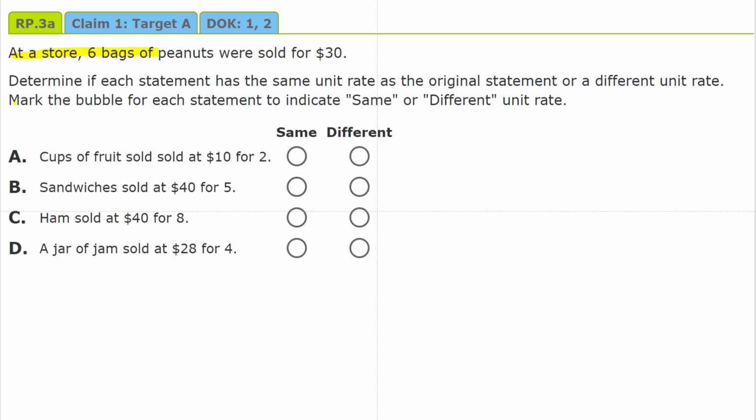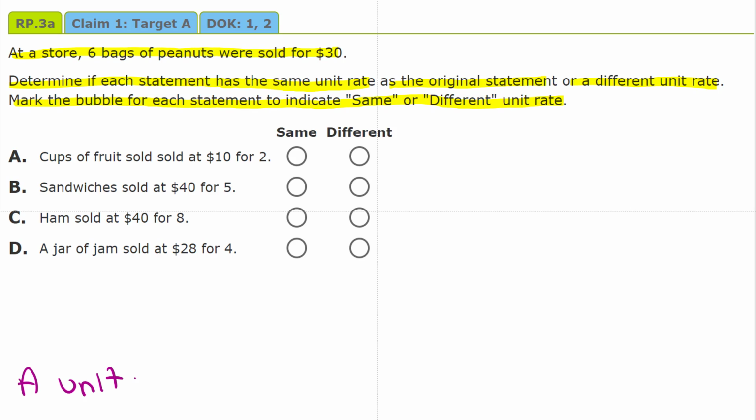At a store, 6 bags of peanuts were sold for $30. Determine if each statement has the same unit rate as the original statement or a different unit rate. Mark the bubble for each statement to indicate same or different unit rate. So what is a unit rate?